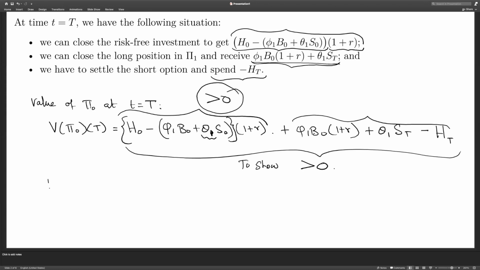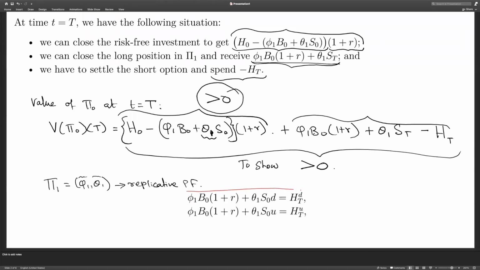Note that pi 1 is a replicative portfolio. Since we are working only with the one-step method, we have only one portfolio pi 1 in our strategy. Therefore, I am calling it a replicative portfolio. If you have a process of such portfolios, then we will call it a replicative strategy. But here it's just one member in that process. Therefore, I'm just saying replicative portfolio. Therefore, this phi 1 and theta 1 satisfy the linear system. Recall, what is that linear system? The linear system is given like this.